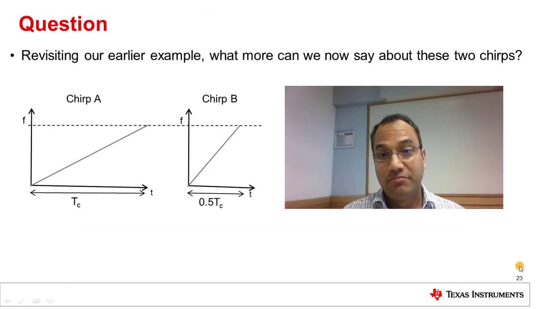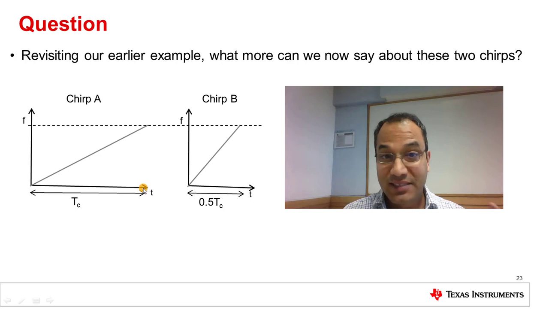Time for another question. Revisiting our earlier example, what more can we say about these two chirps? Chirp A and B have the same bandwidth, but chirp A takes twice as long as chirp B. A good time to pause the video and try to answer this question.